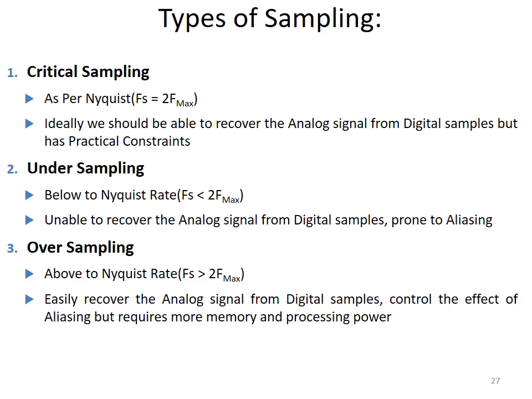There are many types of sampling. Critical sampling, in which f_s is equal to twice the maximum frequency. This is called the Nyquist rate. Undersampling, when the sampling frequency is less than twice the maximum frequency. Obviously, when you undersample any continuous time signal, then the aliasing effect will occur. Oversampling is keeping the sampling frequency much greater than twice the maximum frequency.